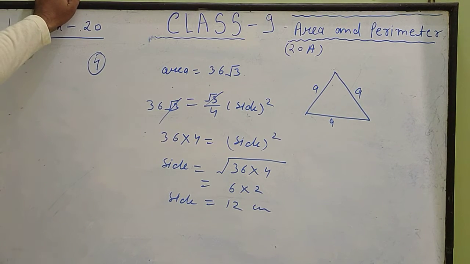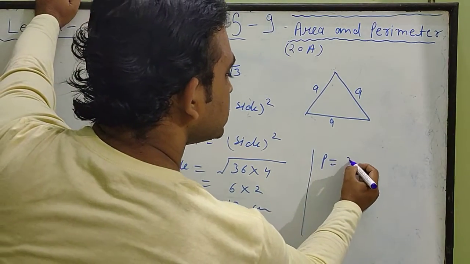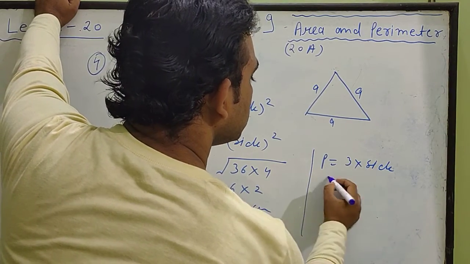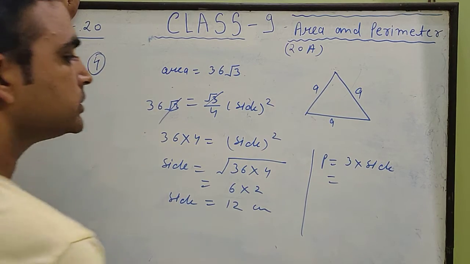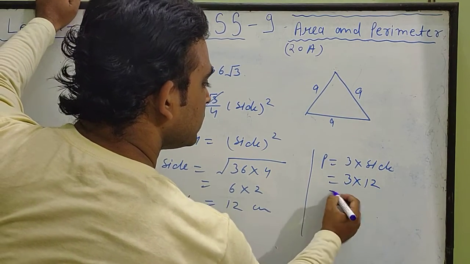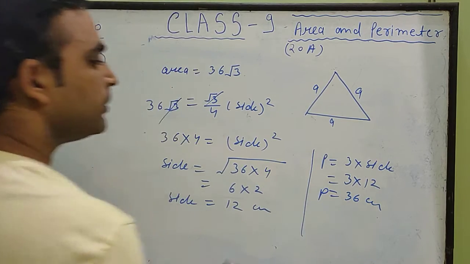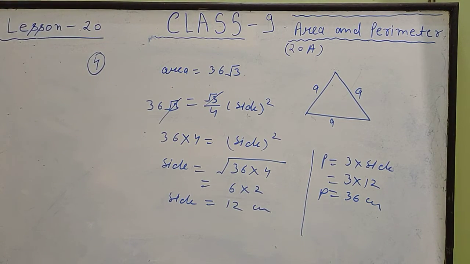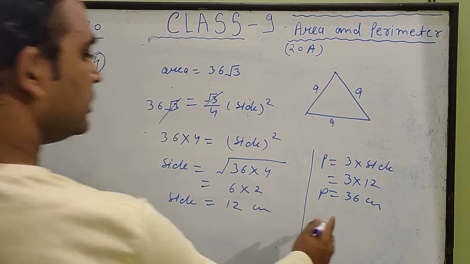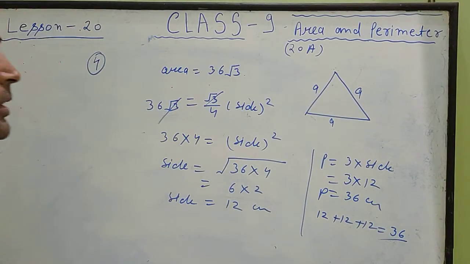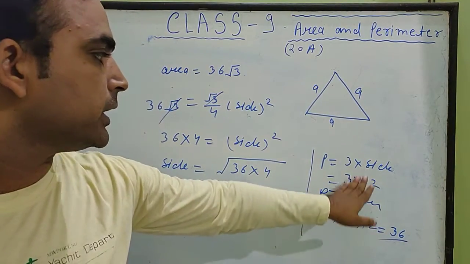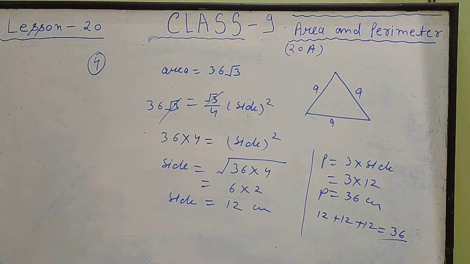Now you have to find the perimeter. Perimeter is equal to 3 into side, because all three sides are equal, so this will be the formula for the perimeter of the equilateral triangle, 3 into side. So 3 into 12 means 36 centimeter. The perimeter of the equilateral triangle is 36 centimeter. Or you can directly add, means 12 plus 12 plus 12 is equal to 36 centimeter. So you can directly add, or we can use the formula 3 into side, to find the perimeter of the equilateral triangle. Understand? Note down this question.